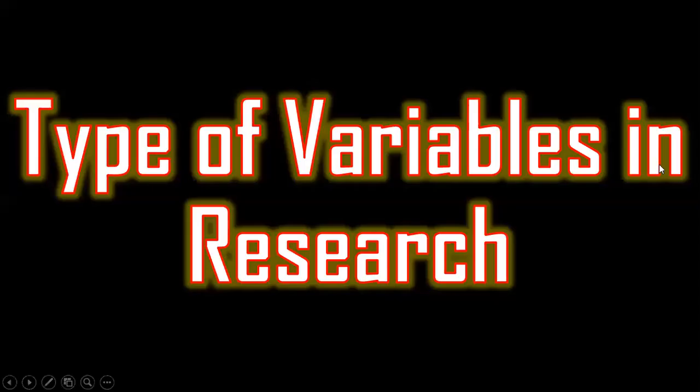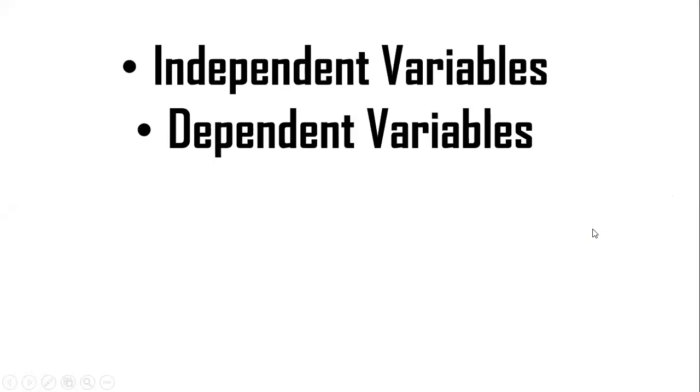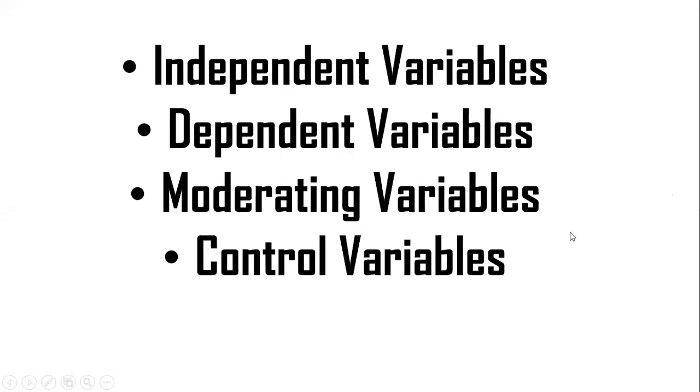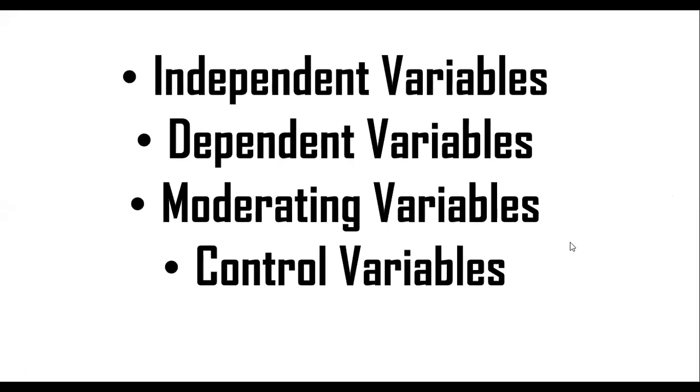Now let's proceed to the basic variables that we are going to talk about. Those are independent variables, moderating variables, and control variables. Before we go to examples, of course, let us define each of the variables. An independent variable is the variable that is presumed to influence the other variable. So it is the presumed cause, whereas the dependent variable is the presumed effect.